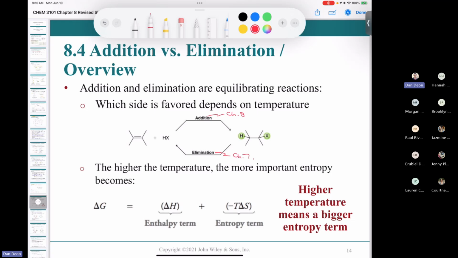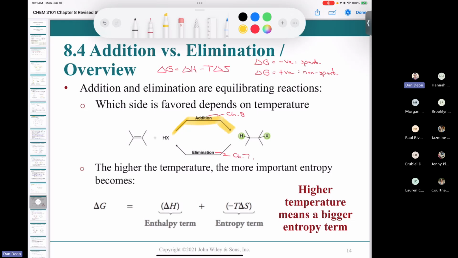Let's take a look at this old chestnut of an equation, which is delta G is equal to delta H minus T delta S. You know that when delta G is negative, the reaction is spontaneous in the direction it's written, and when delta G is positive, it is non-spontaneous in the direction it is written. So if we think about the addition reaction, going in the forward direction, we have to take two things into account.